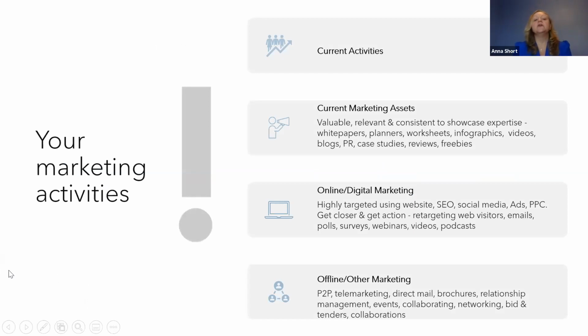And then looking at your overall marketing activities. So we'd start by looking at what your current activities are, what you're happy with doing, what works, what results you get from that. So looking at all of those current activities, and then looking at what assets you've already got. It's surprising what we have created already that we forget about.